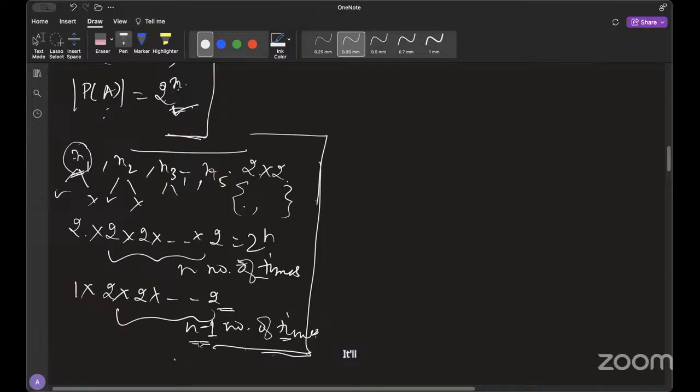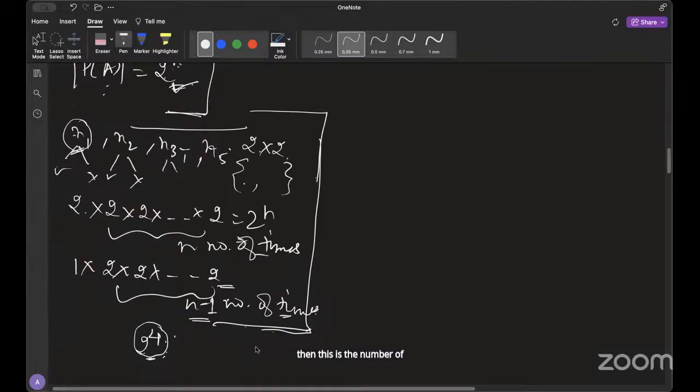It will be 5 minus 1, so it's 2 to the power 4 then. If you had 5 elements and you've decided that you'll keep one of them, this is the number of subsets you get.